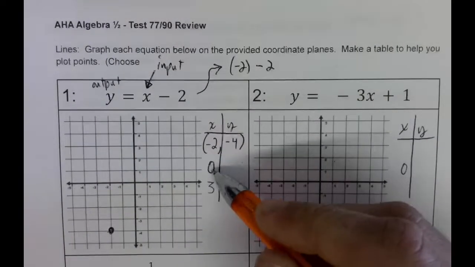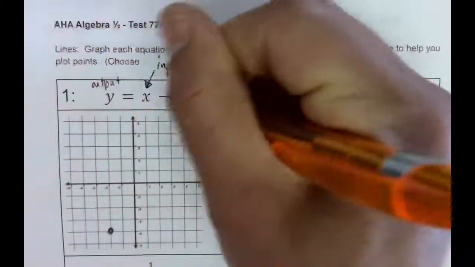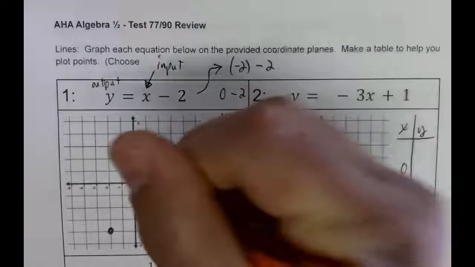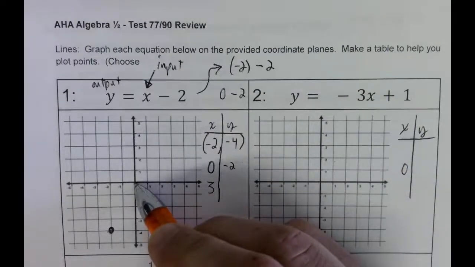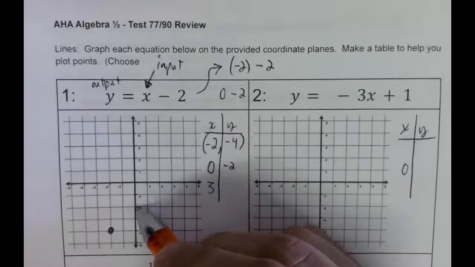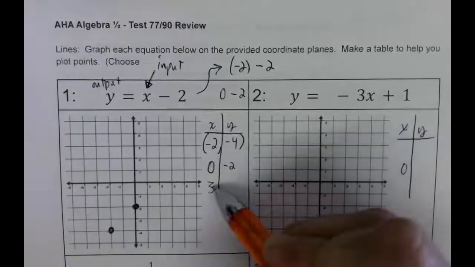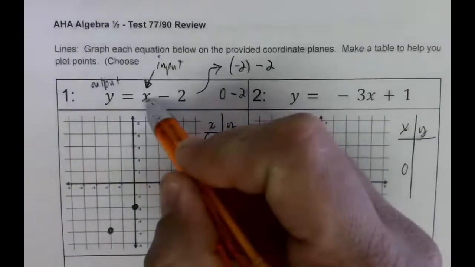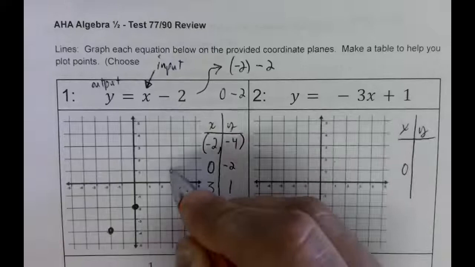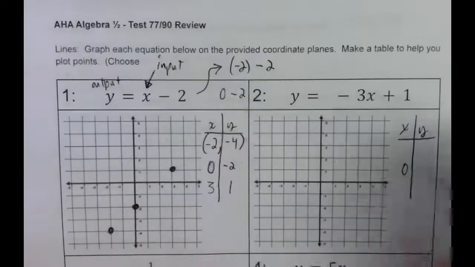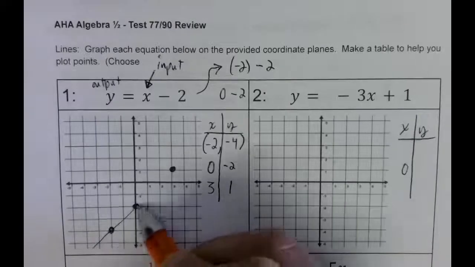Let's plug in 0. So that would be 0 minus 2. That's -2. So I have an x value of 0, a y value of -2. But the x value of 0 is here, and then we'll go down 2 for that y value. Okay, last one, 3. When x is 3, I'll plug in 3. 3 minus 2 is 1. Right, 3 up 1. And again, you'll know you've done this correctly if you connect these in a straight line.